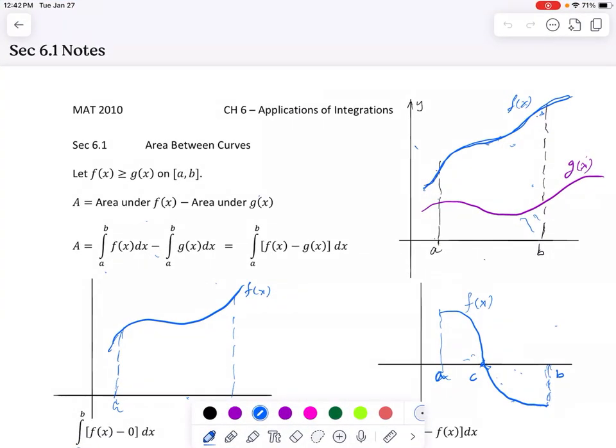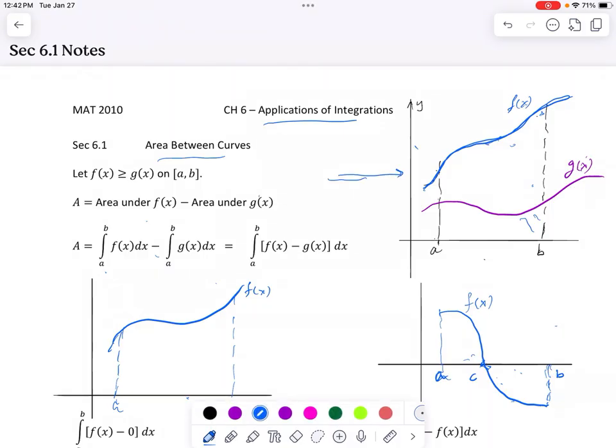We are now looking at chapter 6, which is about applications of integrals. So, the first application we are looking at is the area between curves. So, here is what we are thinking about.